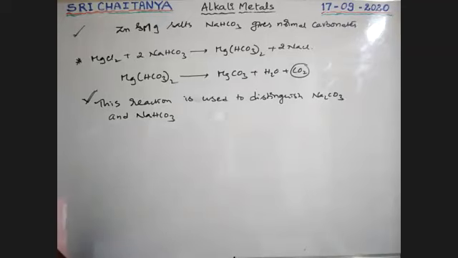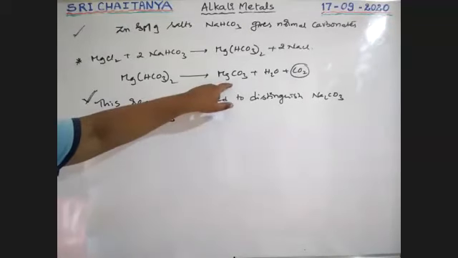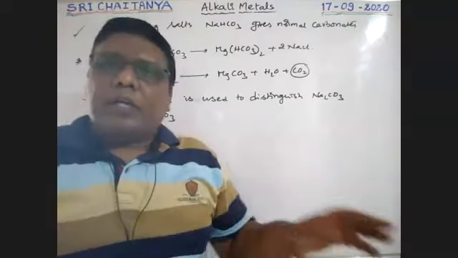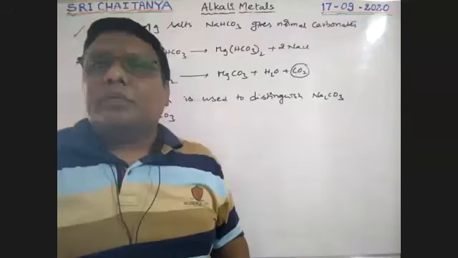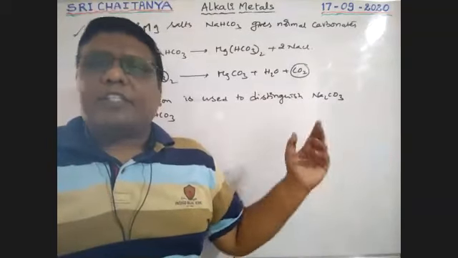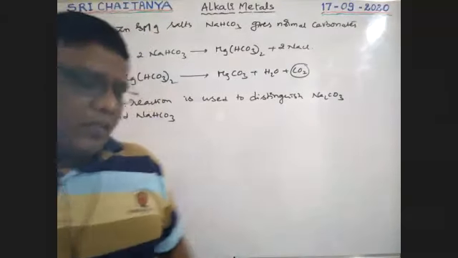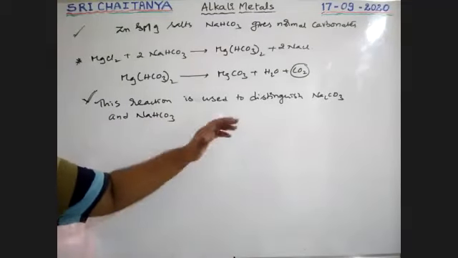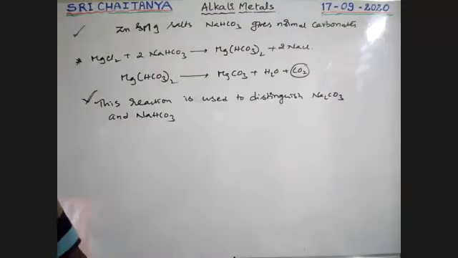Zinc and magnesium salts, with sodium bicarbonate, give normal carbonates. Sodium carbonate never gives this type of reaction. So if a reaction takes place, it is bicarbonate. If no reaction takes place, it is carbonate. So that is the distinguishing reaction, boys. These are the chemical reactions of sodium bicarbonate.